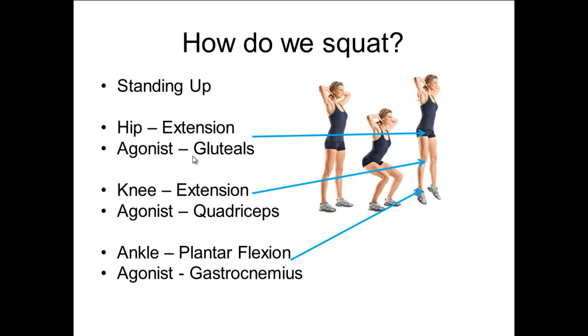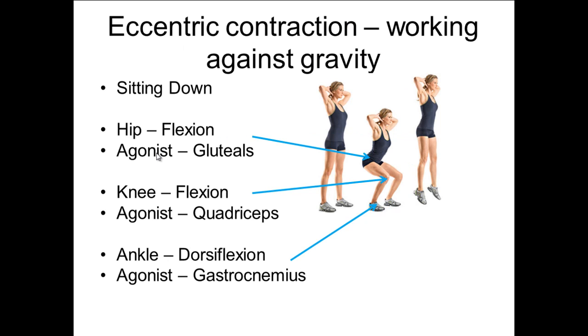The other muscles, the antagonists involved there: for the hip, that would be the hip flexor, for the knee, that would be the hamstrings, and for the ankle, that would be the anterior tibialis. Now, how sitting down is different.